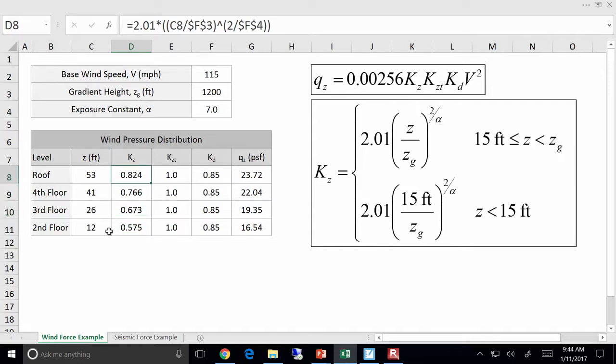Sound good? So this is the one that we did. That's the one that we did right here. So if you look, we got the 0.766, we got the 22.04. We would just do the same thing over and over again. Sound good?